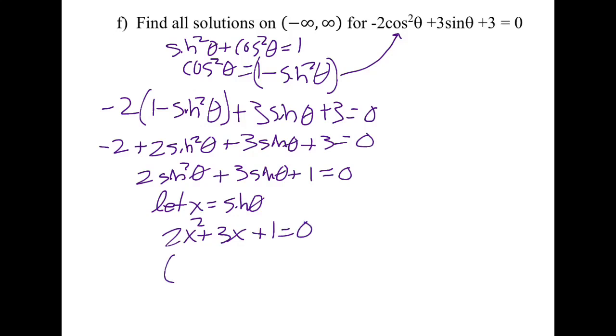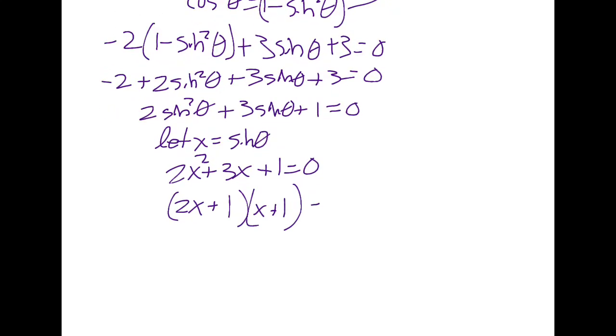Well, how does that factor? Need a 2x and an x right there. Need to multiply to 1, so my only options are 1 and 1. And I need to add to 3x, so I have to be plus and plus right there. That equals 0. So then x has to equal negative 1/2, and also it has to equal negative 1.